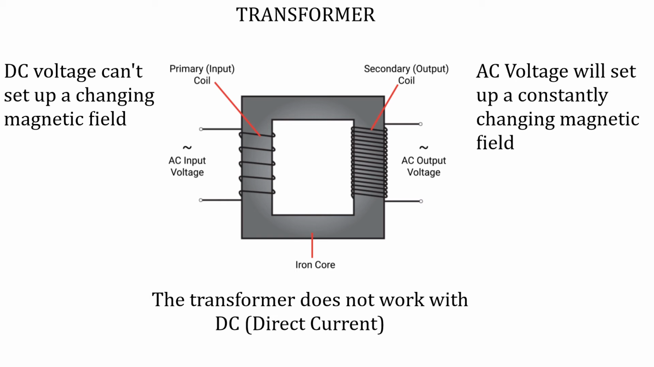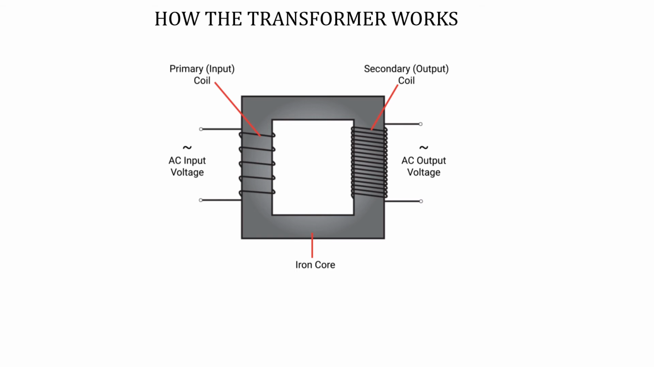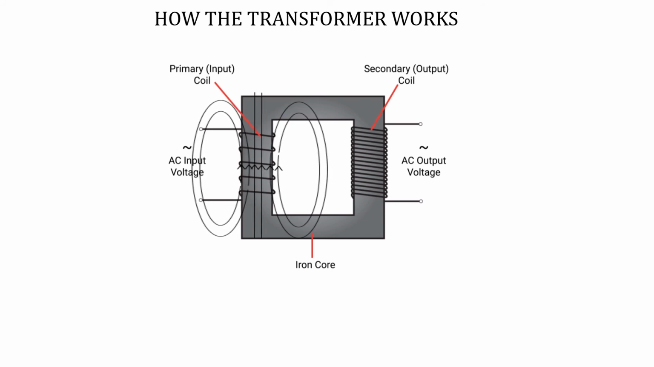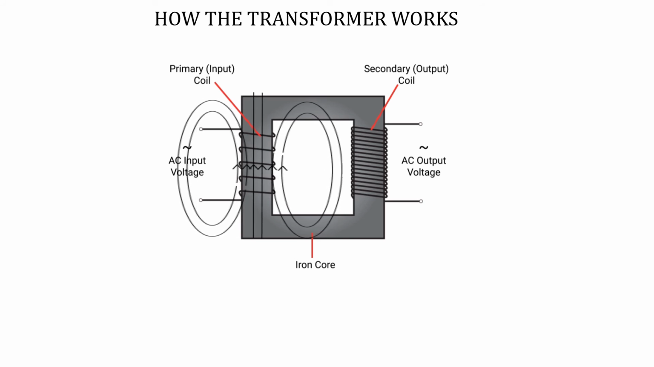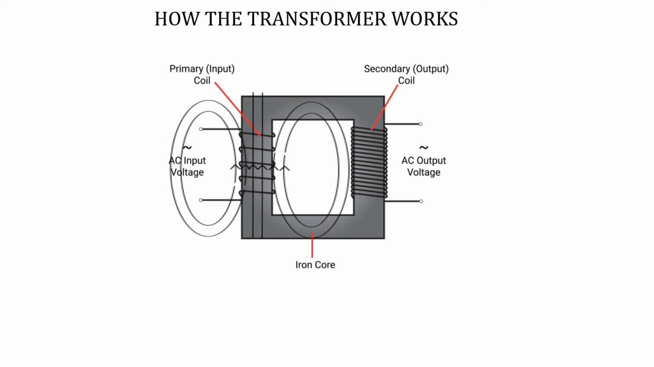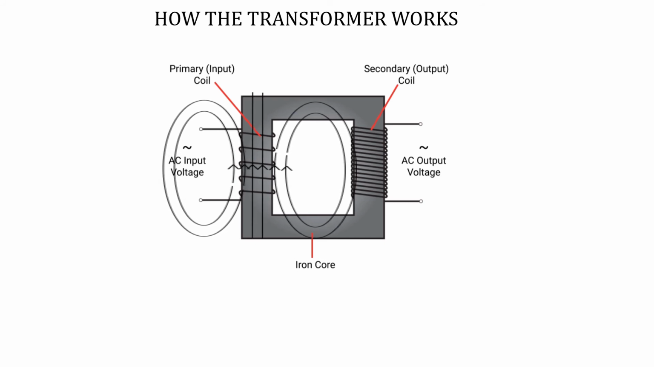Let's consider then how the transformer works. When alternating current flows through the primary coil, it sets up an alternating magnetic field in the iron core and around the primary coil. As the field lines grow outward from the primary, they cut the secondary coil. The changing alternating field induces an alternating voltage in the secondary coil. The iron core aids in channeling the magnetic field generated so that as much of it as possible cuts the secondary coil.